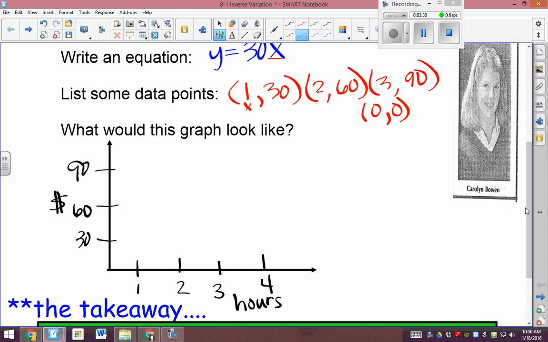So one of our data points was (1, 30). Another one was (2, 60), (3, 90), and (0, 0). What does that look like? That's a pretty straight line. And that makes sense, just like we said, this is very similar to y equals mx plus b. It just so happens that the b, or the y-intercept, is 0, and it has a constant rate of increase. Constant, yes.